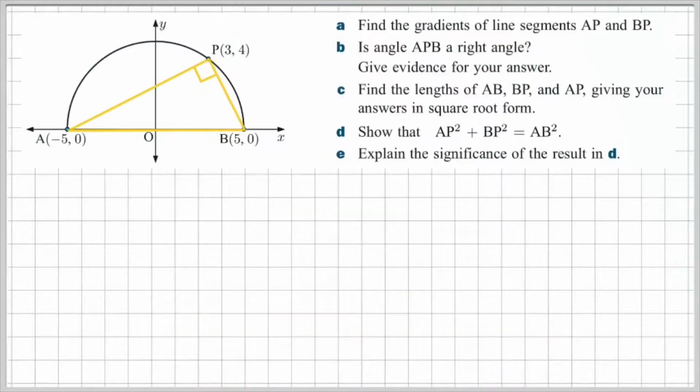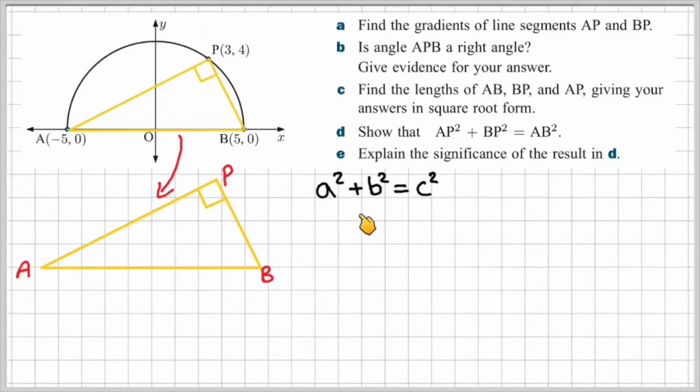Right, so let's move on to part D. Show that AP squared plus BP squared is equal to AB squared. Again, we've set up our right angle triangle and we label our vertices A, B and P. We're going to use Pythagoras' theorem, a squared plus b squared equals c squared. Since I need to show that this is the case, I'm going to label this A, B and C. Therefore, A is equal to the length AP, B is equal to the length BP, and C is equal to the length AB. So AP squared plus BP squared equals AB squared.